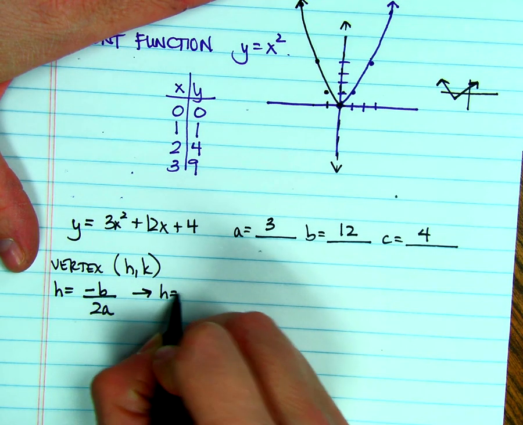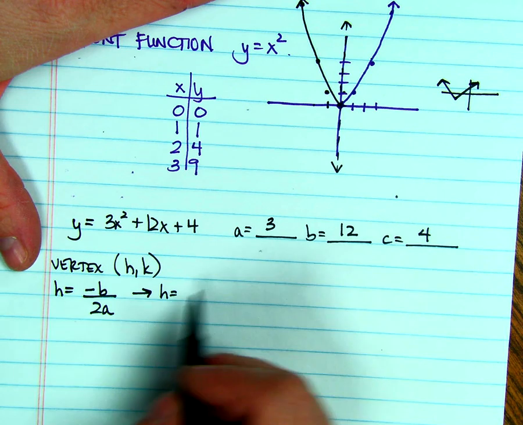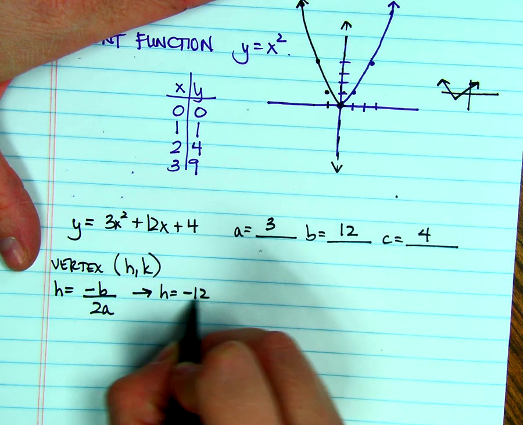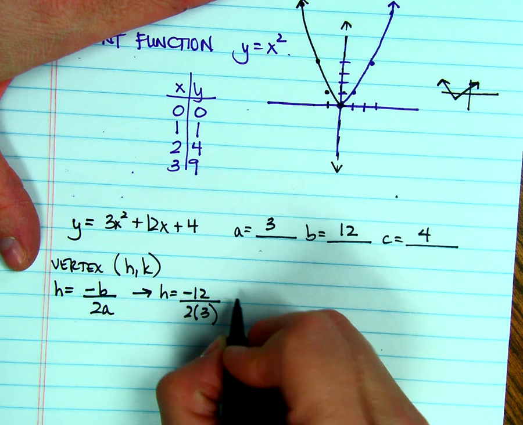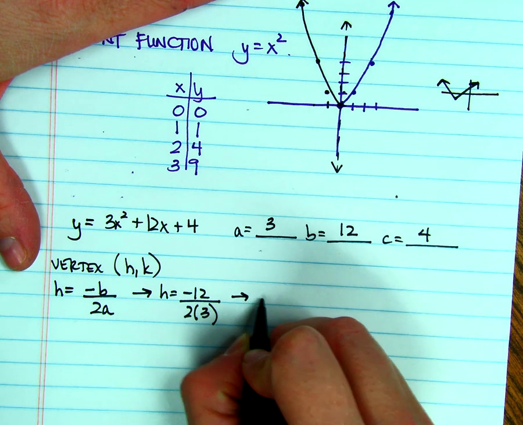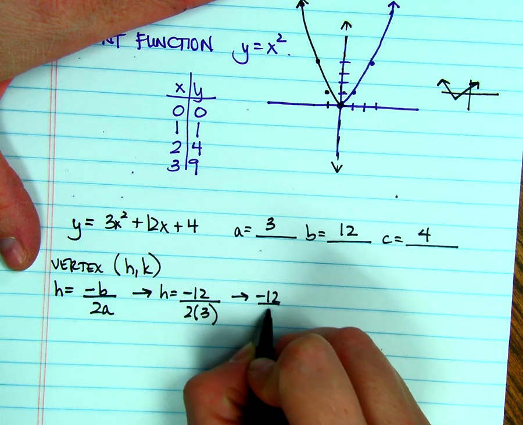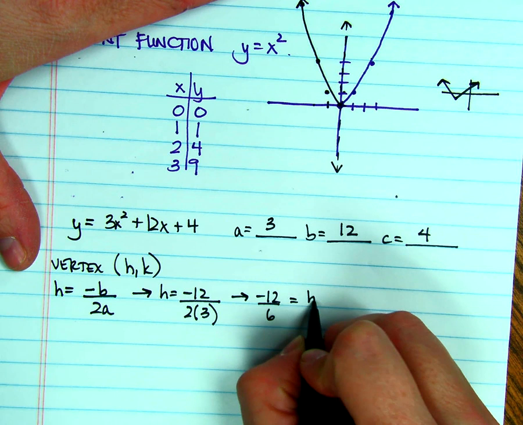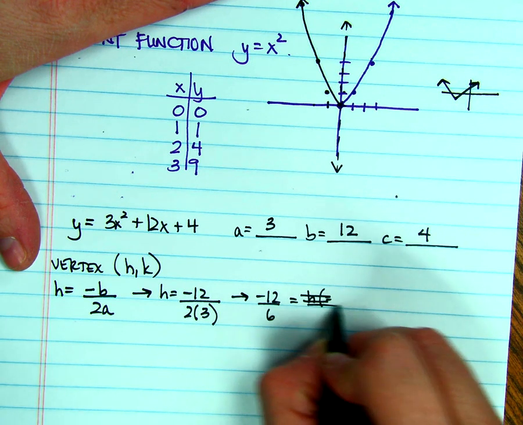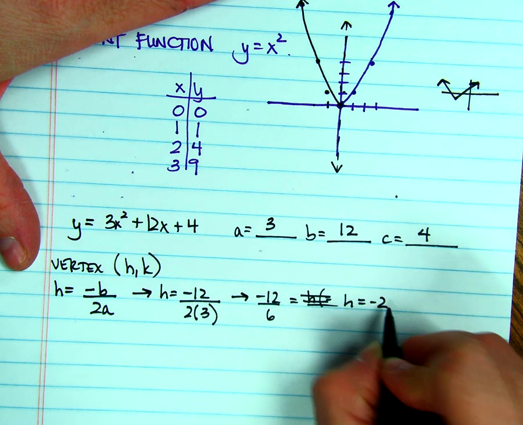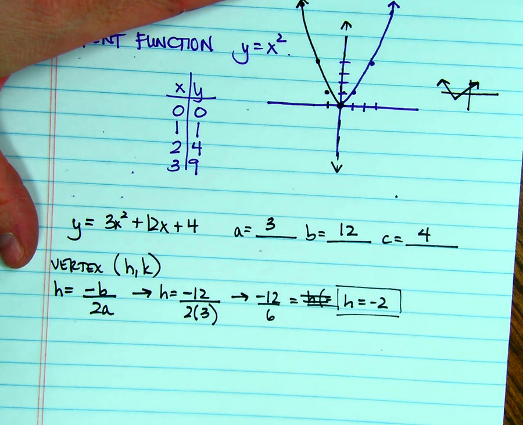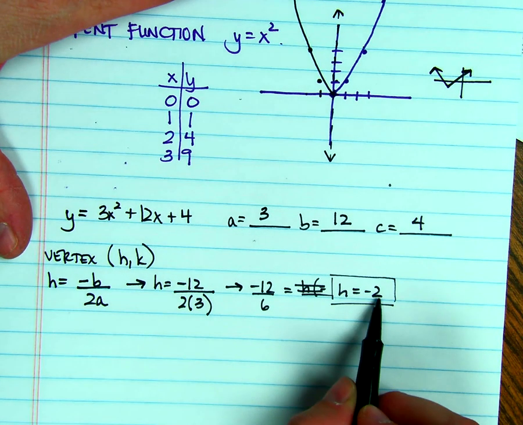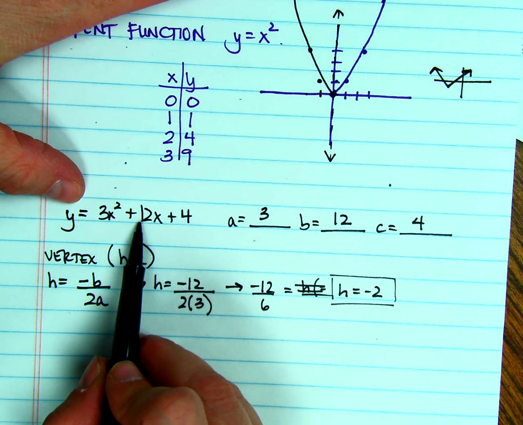So H equals, my B is 12, so the opposite of B is a negative 12, over 2 times my A, which is 3. If I simplify, I get negative 12 over 6, which gives me an H value of negative 2. In order to find K, we have to plug this value in to this equation.